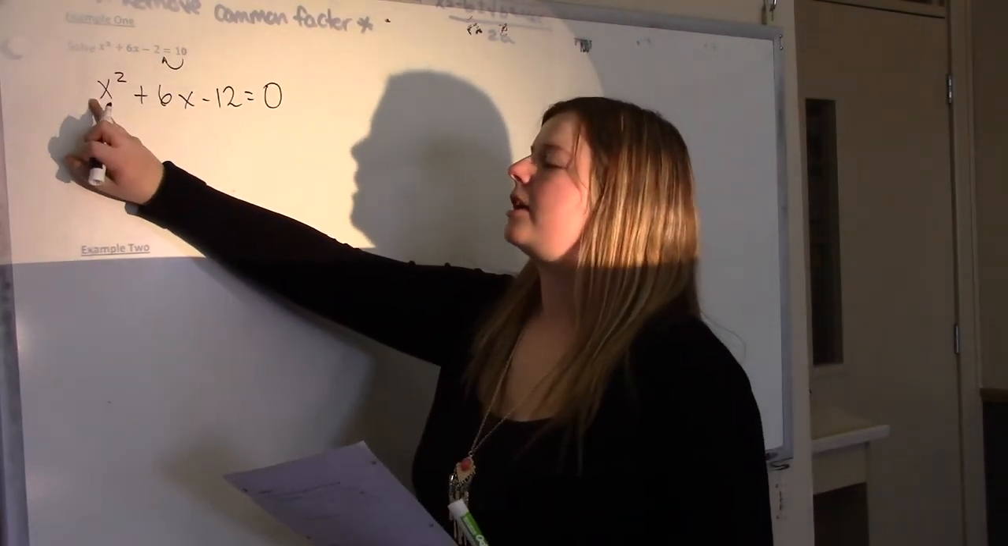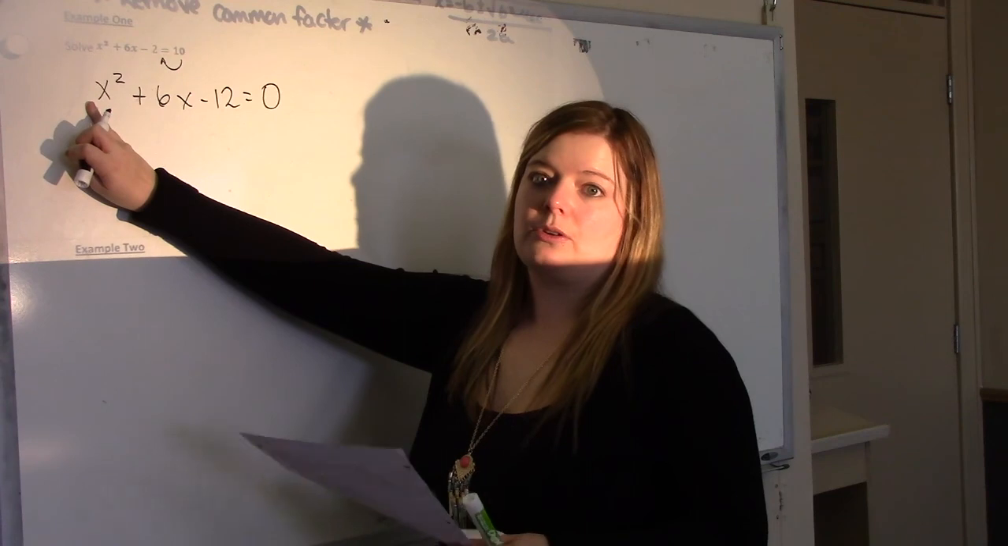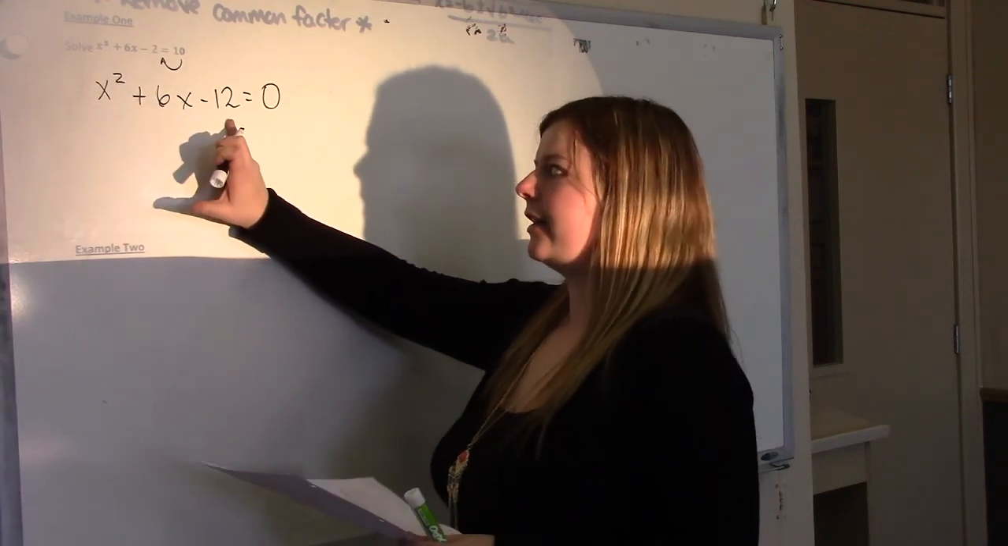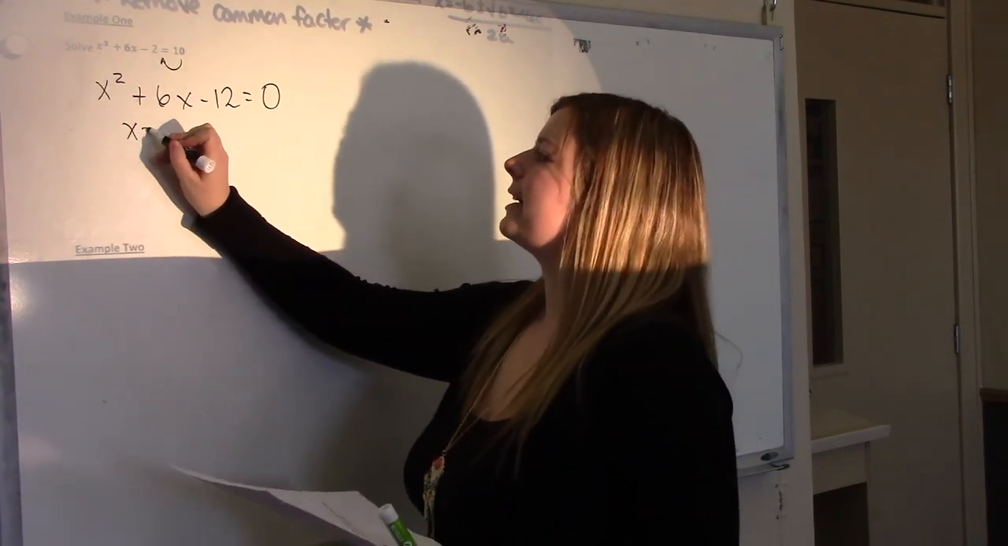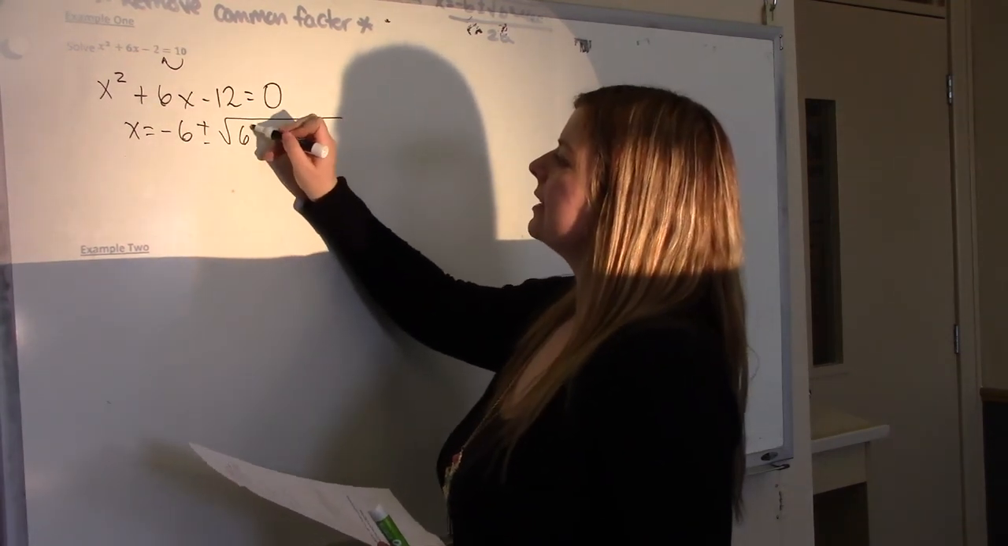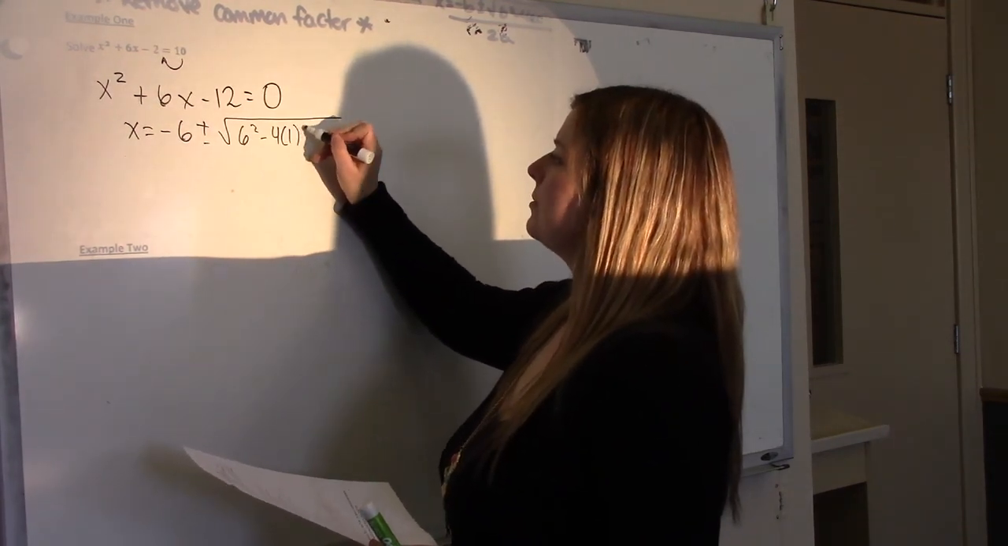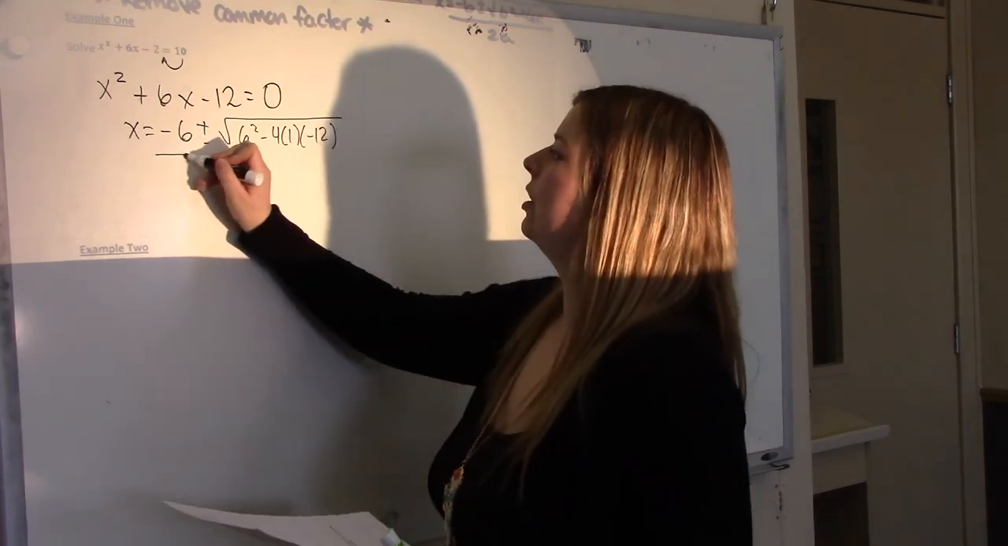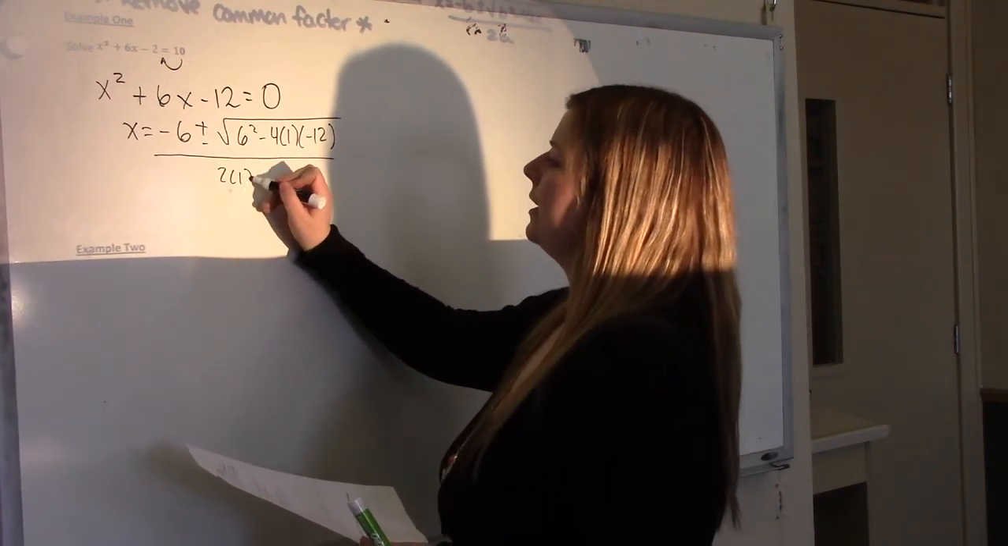So remember, your a value is 1. There's a coefficient of 1 there. Your b is 6, and your c is -12. So x equals minus 6 plus or minus the square root of 6 squared minus 4 times 1 times -12, all over 2 times 1.